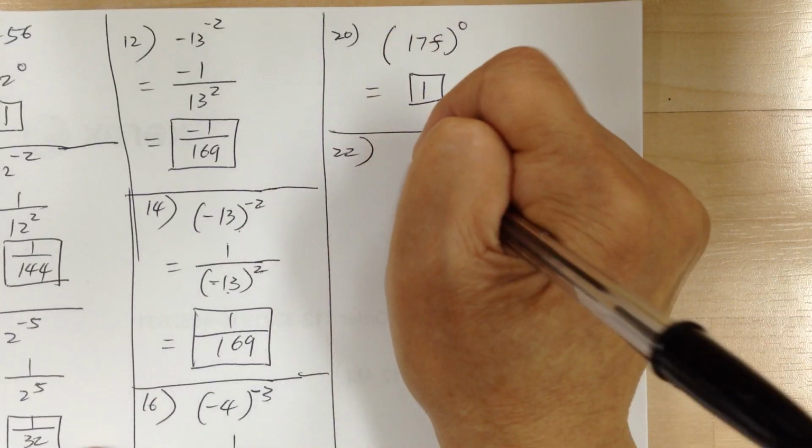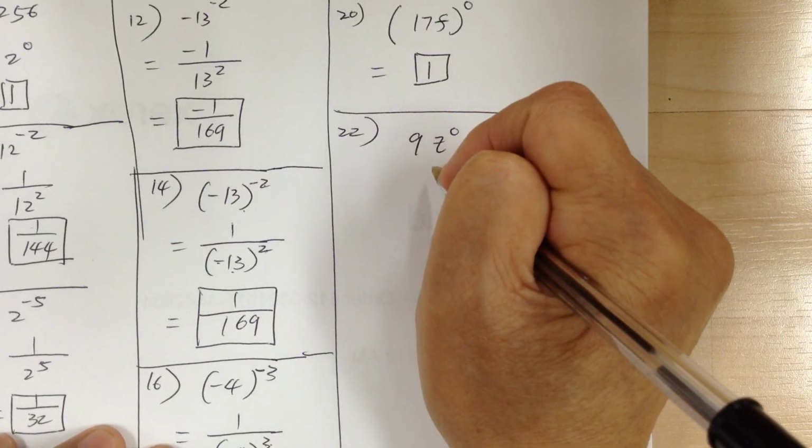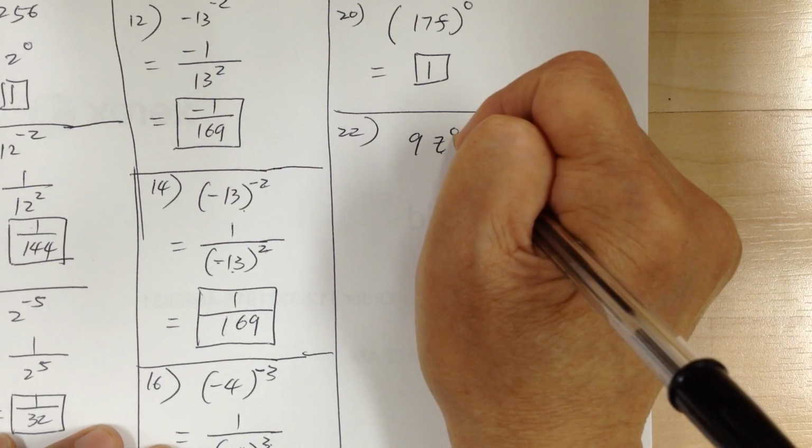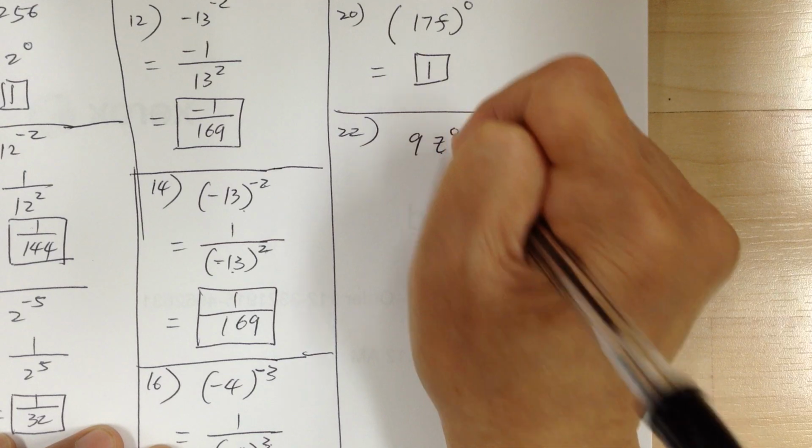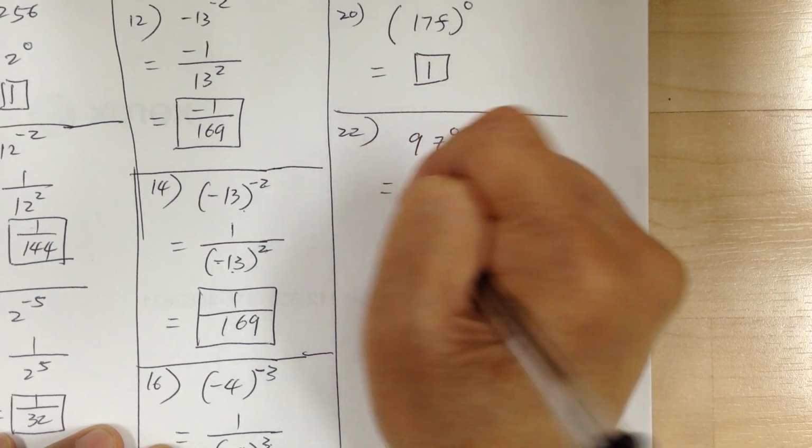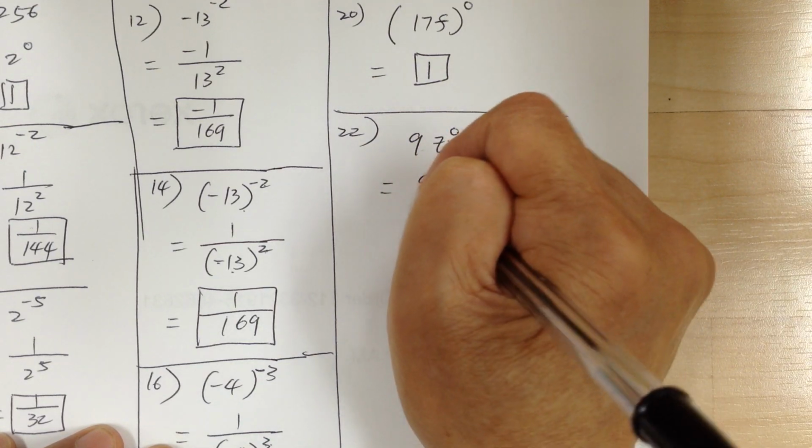Okay, number 22, you got 9z to the 0 power. So this power is equal to 1. And again, the exponent 0 is only for the z, not for the 9. So this becomes 9 times 1, so it would be just 9.